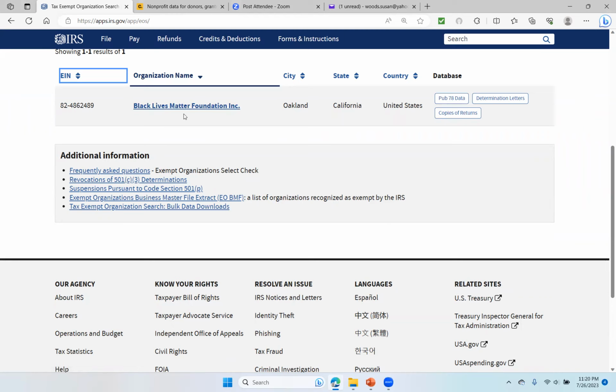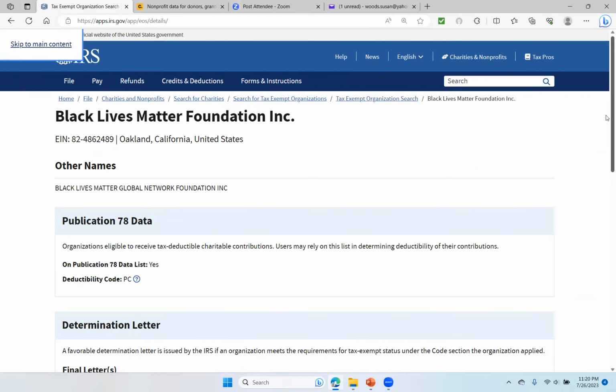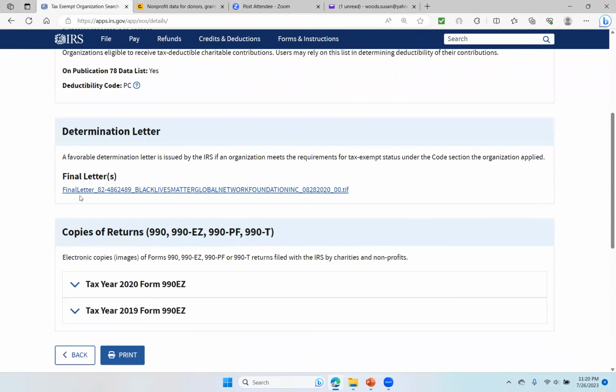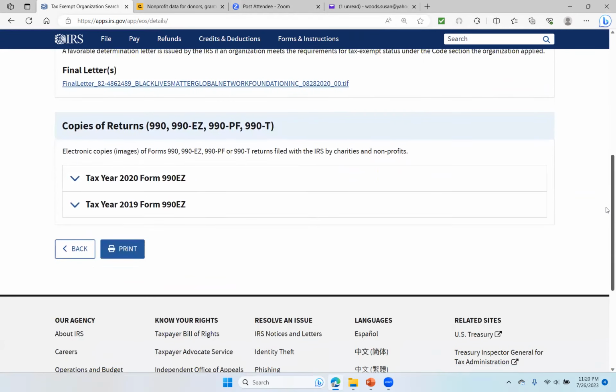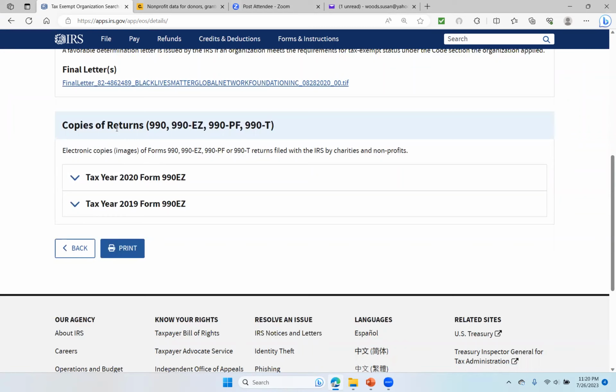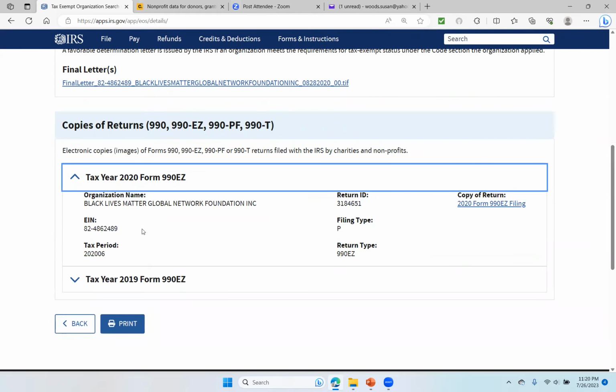And that was the first red flag for me, because when I looked this up before, and I know I have videos to prove it, it was listed as the Black Lives Matter Global Network Foundation. But nevertheless, I'm going to click on it, and I'm going to scroll down, and here is the determination letter that I've been referencing. But I'm going to keep scrolling down, and it says copies of returns. That's copies of the Form 990s. When I saw this, I said tax year 2020 Form 990 EZ. I was like, what in the world? This was not here just a few months ago, because there's no way in the world it can qualify to complete a Form 990 EZ, because a Form 990 EZ is only used when you've earned less than $250,000 a year. So there's no way it qualified for that. So I'm like, what is going on? So then I expanded it and I clicked on it.